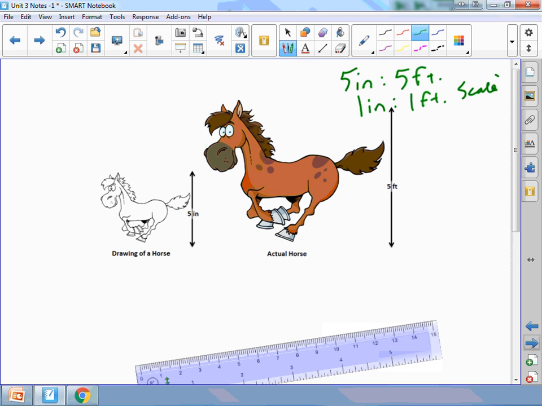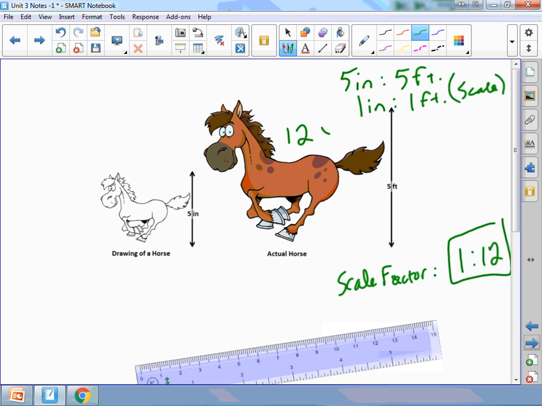The scale factor means that we would convert them. So what would our scale factor be? I write this down here. Scale factor is what? Ben? Yeah, and you could say a 1 to 12. And since they're the same unit, I don't even need the units anymore. So it's a 1 to 12, meaning this horse here is 12 times the size of the drawing. The real horse would be 12 times the size of that particular drawing.